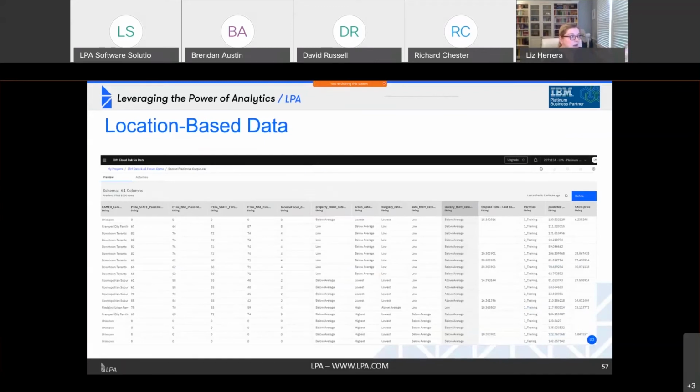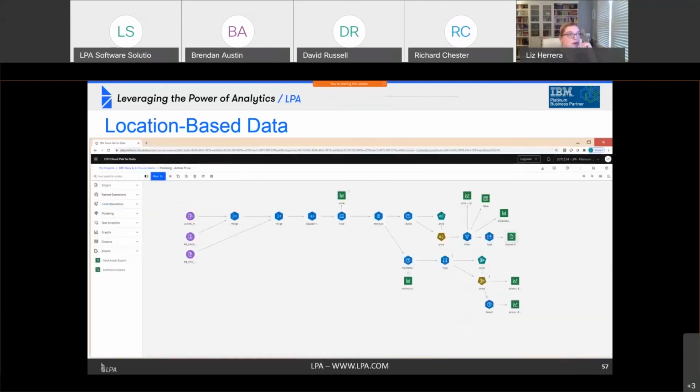Location-based data, I just have a snapshot here. I have some segmentation demographic information about a specific area. This is actually New York City. I have crime statistics. And then at the very end, I actually had used this data as part of a predictive model. So those were inputs into my model, but I could also visualize them to understand how they were contributing to the prediction. In this case, it was a pricing model.